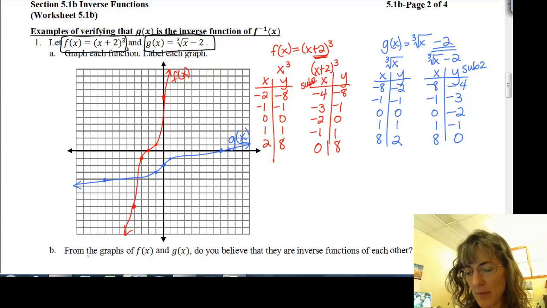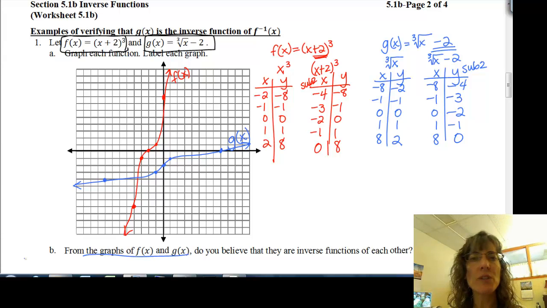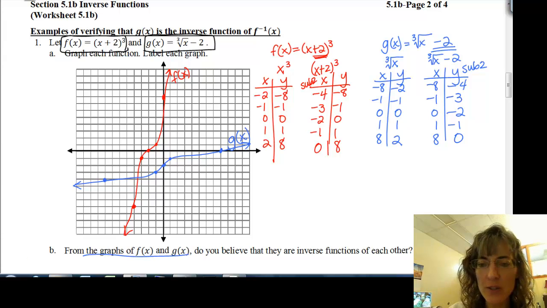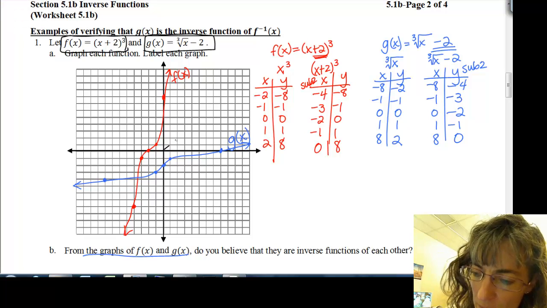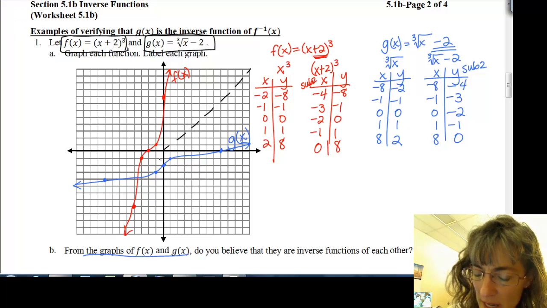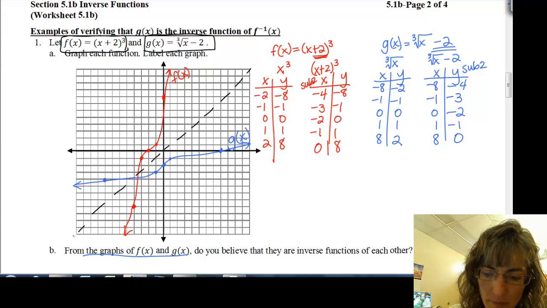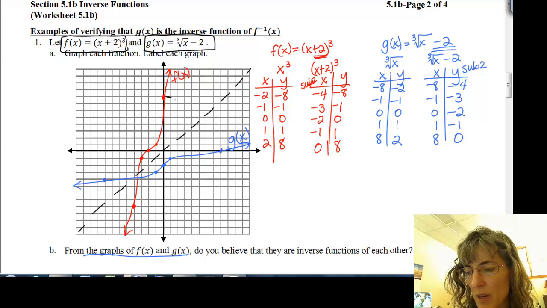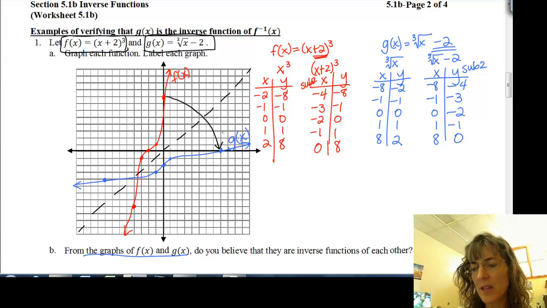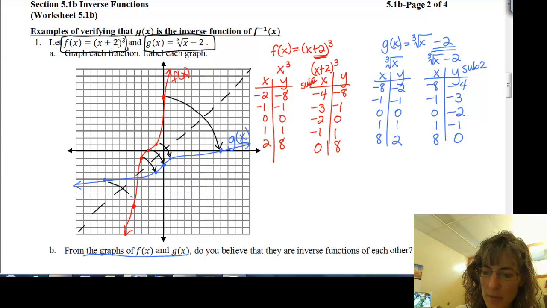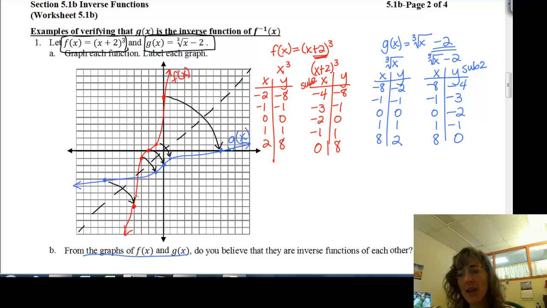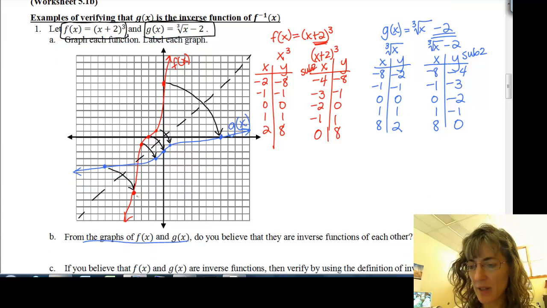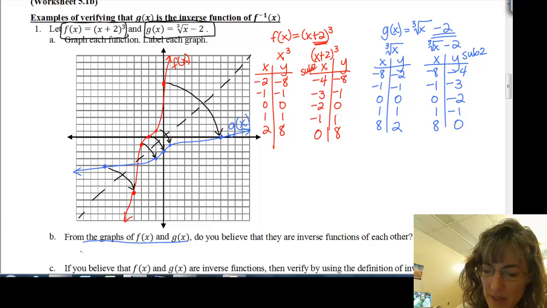Now, from the graphs, the next part, from the graphs, do you believe these two functions are inverses? And to answer that, I really want to draw in that line y equals x, and then consider, does it look like this point is the opposite of that one, and so on? Do they all look like they've been reflected over that line y equals x? And they really kind of do, right? It kind of looks like they're the same distance on the opposite side.